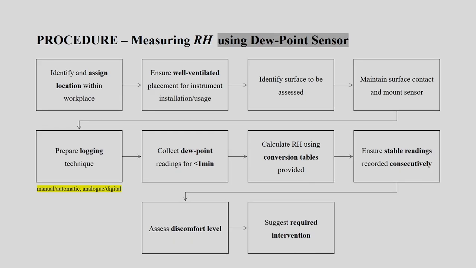You need to prepare the logging system. Collect the dew point reading for less than 1 minute and calculate the relative humidity. You have the conversion table, which is provided with the instrument. You calculate that, ensure that stable readings are recorded consecutively as I mentioned in the earlier case, and then you assess the discomfort level and give your suggestions or recommendations as required. Okay, so this is how we are going to use the dew point sensor.